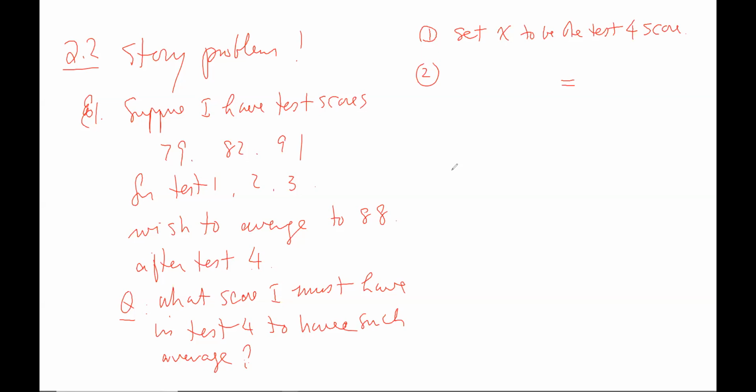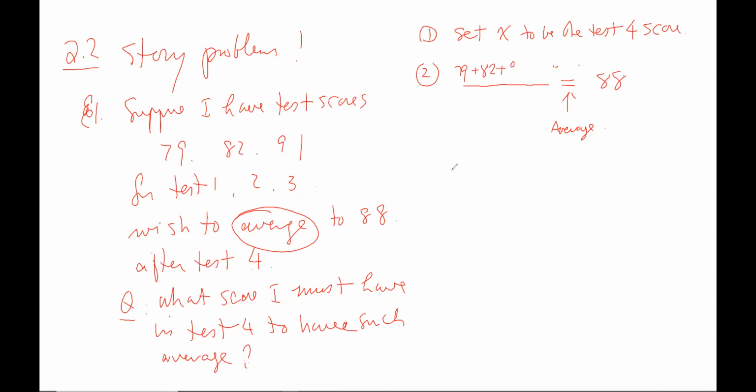When we set up an equation, what does that mean? Setting up an equation means you need to have the same quantity, but calculated in two different ways, agree? This equation is about the average. On the one hand, I need the average to be equal to 88. What is the other way to compute the average? 79 plus 82 plus 91 plus x over 4.